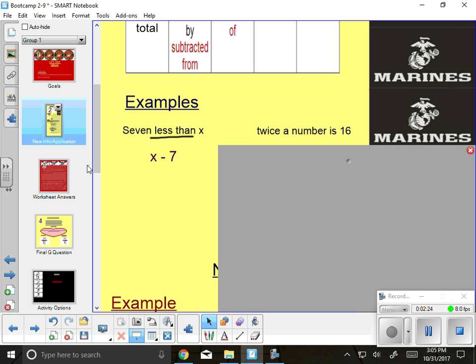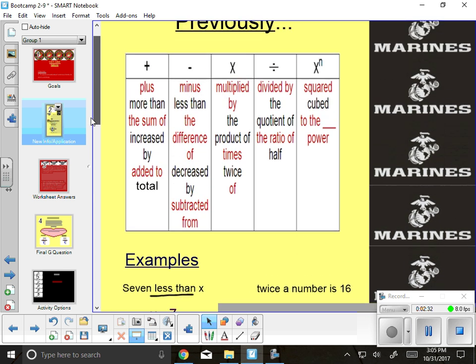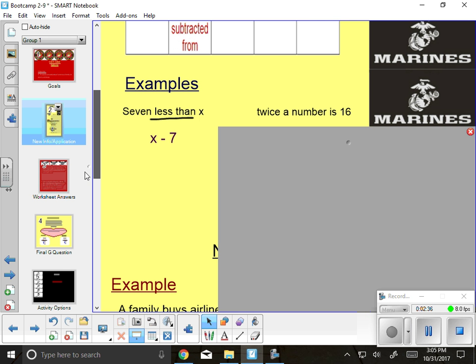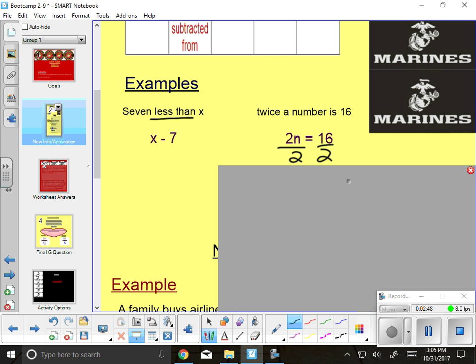The other example we have is twice a number is 16. So when we hear twice, if we go back up, we know that it's multiplying. So twice a number is 16 means we're going to have 2n equals 16. And like we've been doing, we can solve this by dividing each side by 2, and we'd end up with n equals 8.